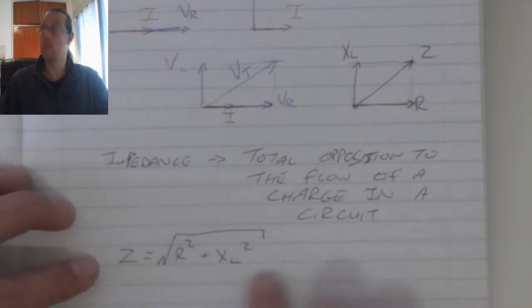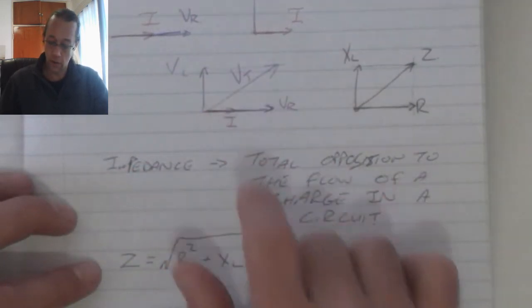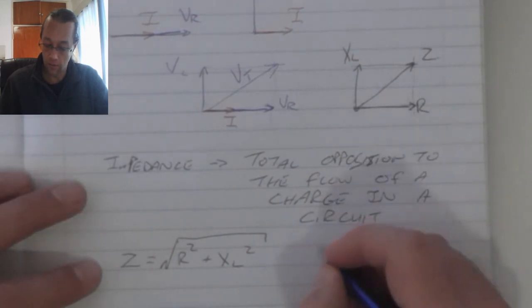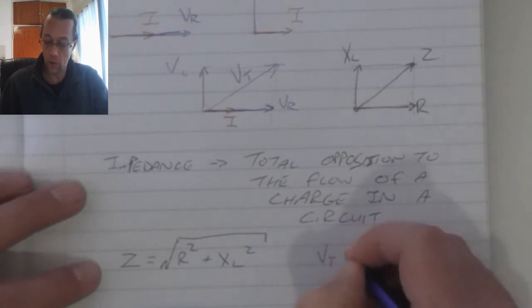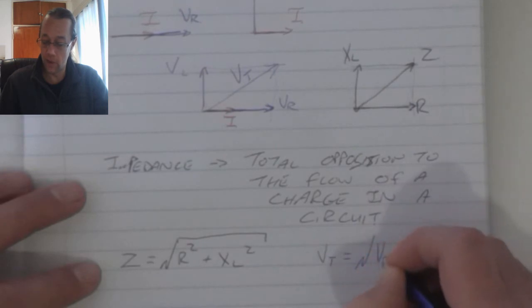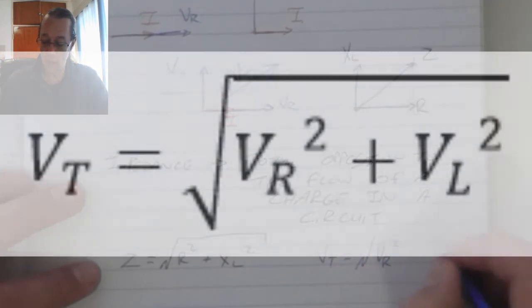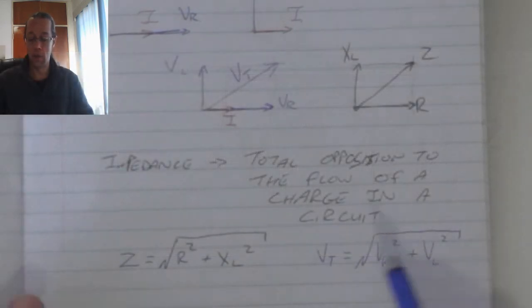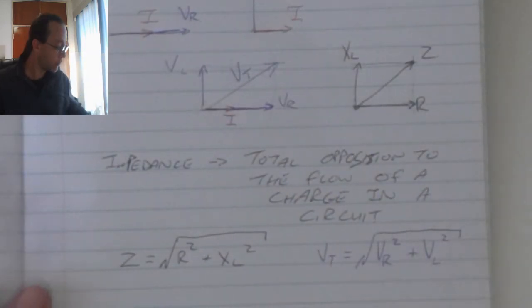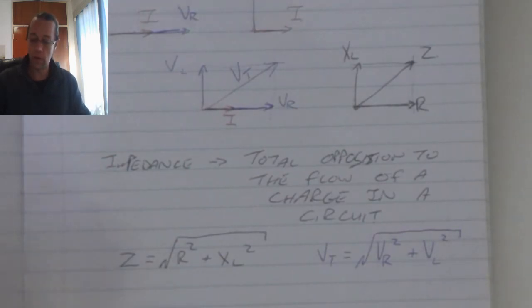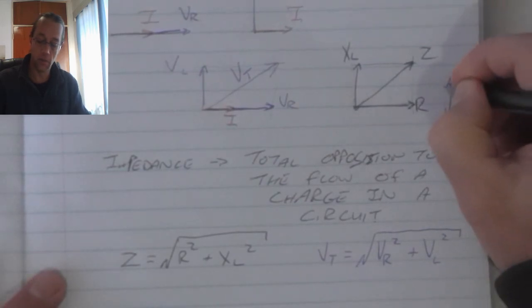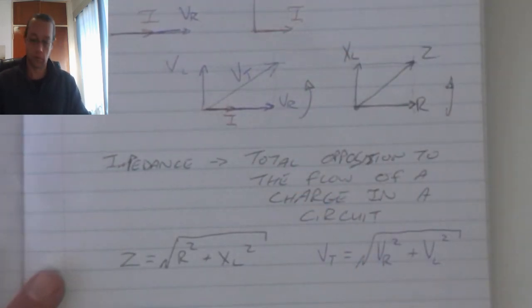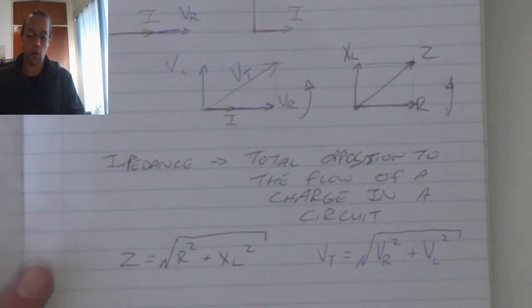We can also apply this exact same concept to the voltages in the circuit, and there we can say V total is equal to the square root of the resistor's voltage squared plus the inductor's voltage squared. All of that rooted, and that will give me my total voltage. We have to remember that these are still represented by rotating vectors.